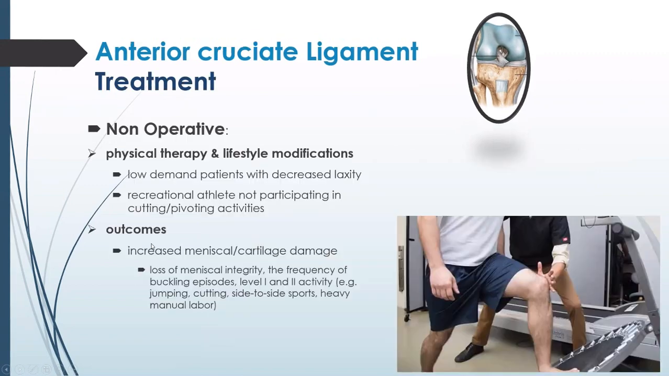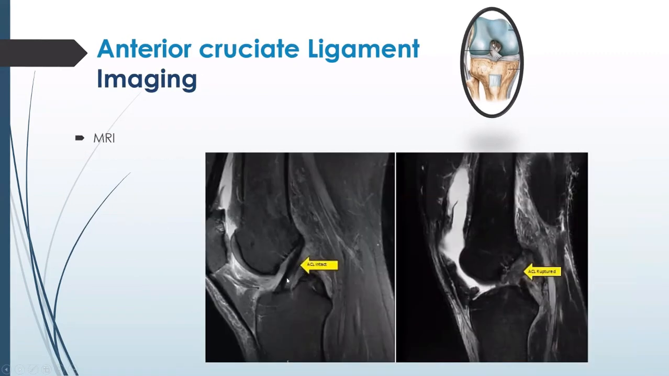Other things that can be seen in these patients on the MRI are some kind of bone bruises, usually on the lateral side, on the lateral femoral condyle and lateral tibial plateau. It is present in 50 to 70 percent of the patients. That is also kind of pathognomonic for ACL tear.